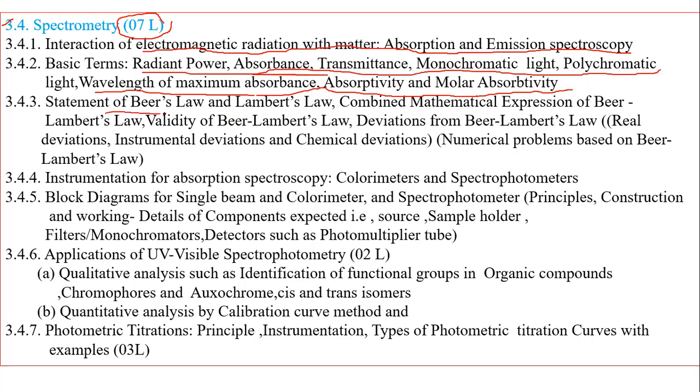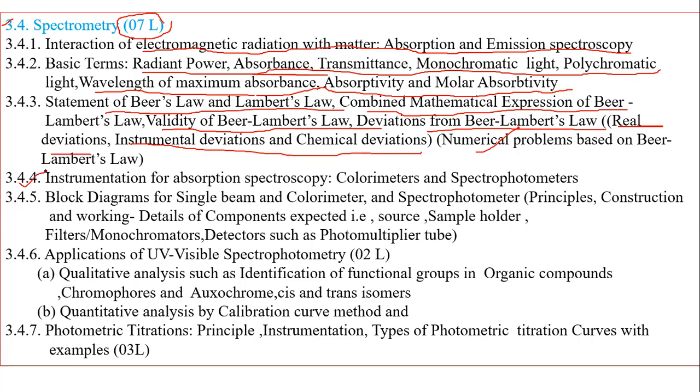Okay, so we are going to learn the Beer-Lambert law in this. A combined mathematical expression is there for the Beer-Lambert law. Then we are going to study the validity of the Beer-Lambert law, and then the deviations from it. We can learn what a real deviation is, then the instrumental deviation and chemical deviation. A few numerical problems on the basis of the Beer-Lambert law are there, which we can learn very easily. Okay, no problem, we'll see in the actual syllabus.